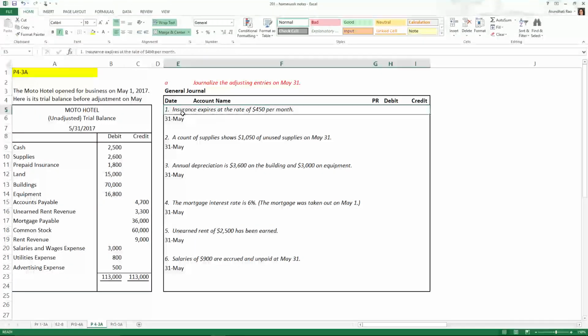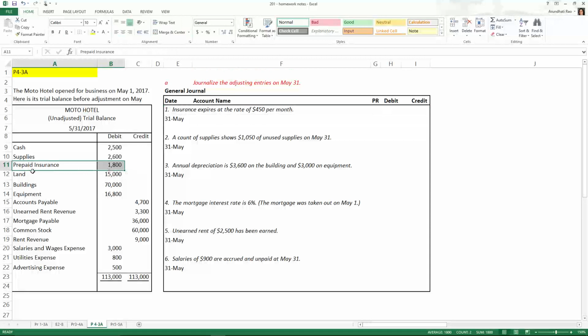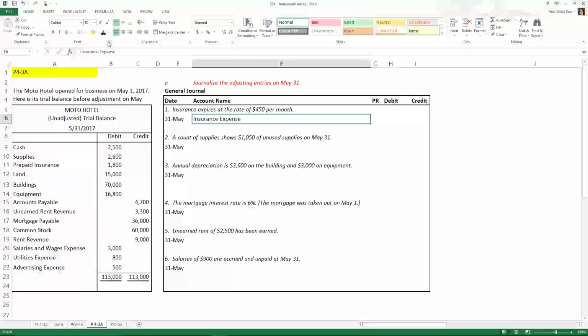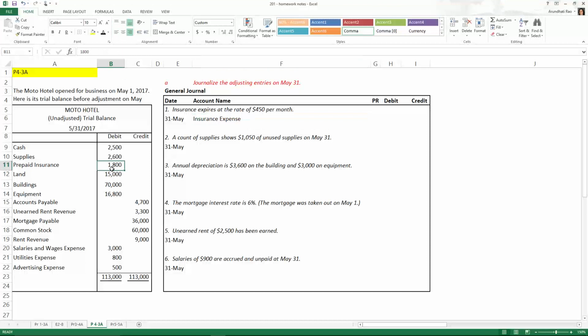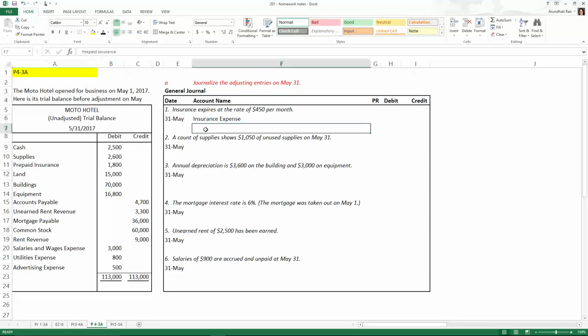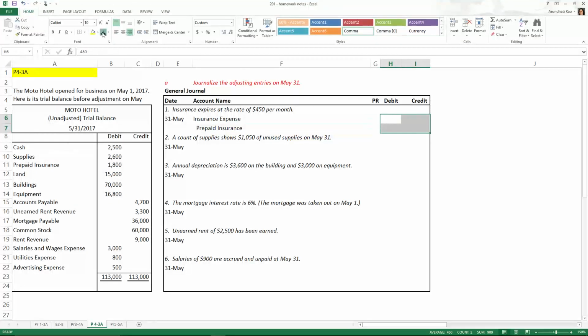Okay. So the first one they tell us is insurance expires at the rate of $450 per month. So let's look back at our trial balance and we'll look at insurance over here. Prepaid insurance was $1,800. Of this, $450 of insurance, we got the benefit out of it during the month of May. Therefore, that has to be expensed. We will debit the account insurance expense. To the extent we got the benefit, it's no longer an asset. We need to decrease this account. So assets are credited in order to decrease them. So prepaid insurance will be credited. And the amount we already know is $450.